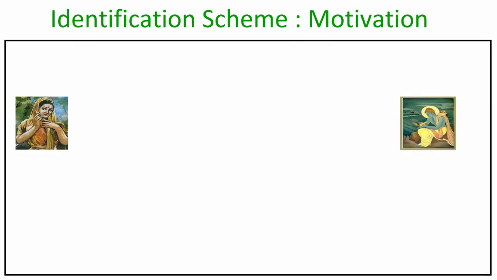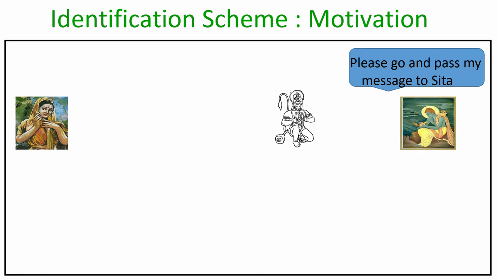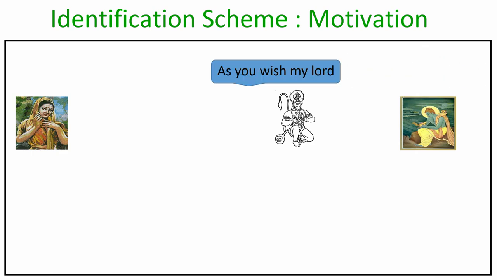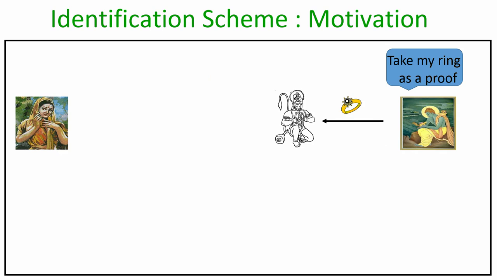So, let us try to understand the motivation behind identification schemes. Again, let me take an example which I stated during our first lecture. This is the well known Sundar Kand episode in Ramayana. Ram is in India and he is very disappointed, he is missing mother Sita. So, he instructs his messenger that please go and pass my message to Sita that I am missing her. The messenger, namely Lord Hanuman, says, as you wish my lord. And then Ram says that since you are going to meet Sita for the first time, she may ask you to prove your identity. So, you can take this ring as a proof because only Sita knows about this ring.